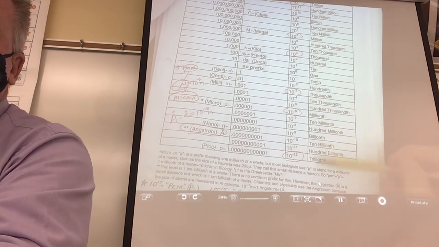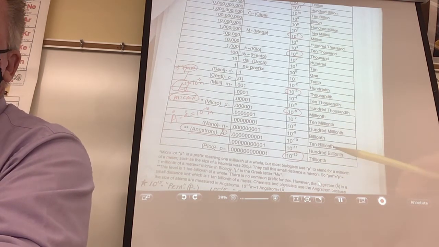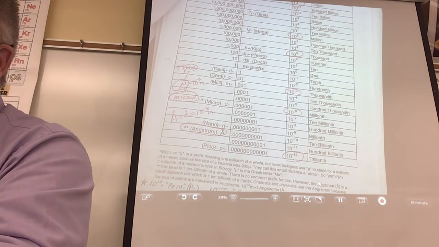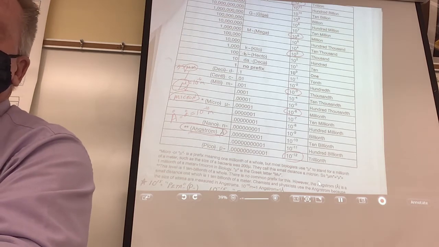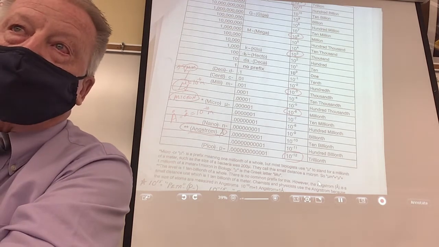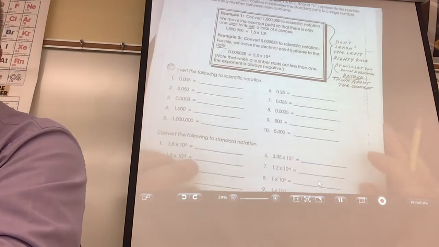Where do you find all these numbers? Everybody know on the number line? If somebody made a number line, where do you find 10 to the minus 1, 10 to the minus 6? Between the 1 and the 0. Very good. We never cross into the negative numbers, so they are less than 1, but they're greater than 0, aren't they? So I think you know that.